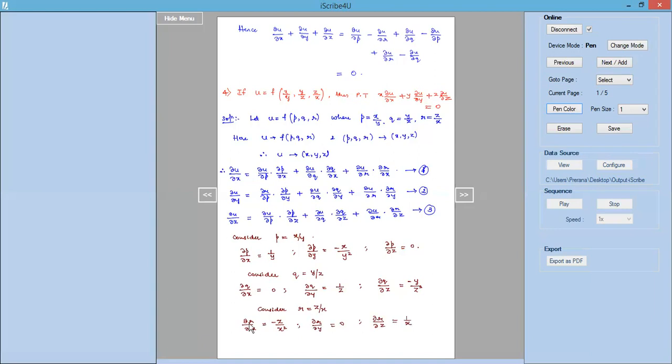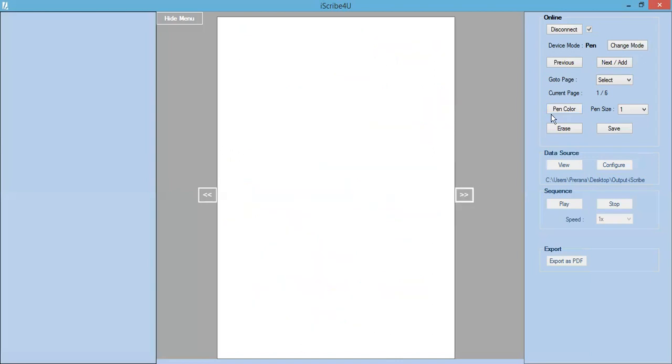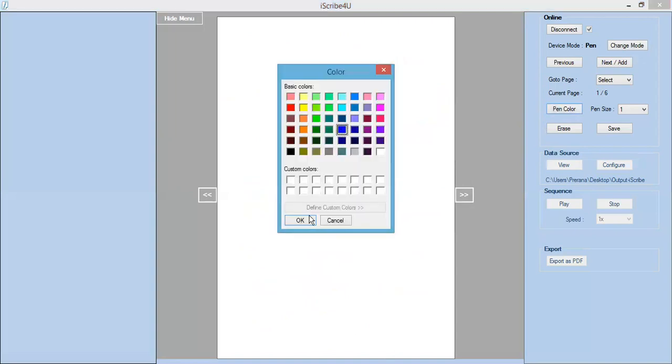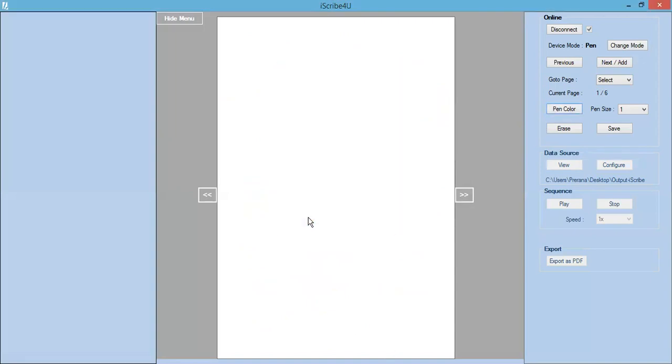So after finding all the partial derivatives, now we need to substitute each one of them in equations 1, 2 and 3 respectively. So let us do that now. Substituting in equation 1.